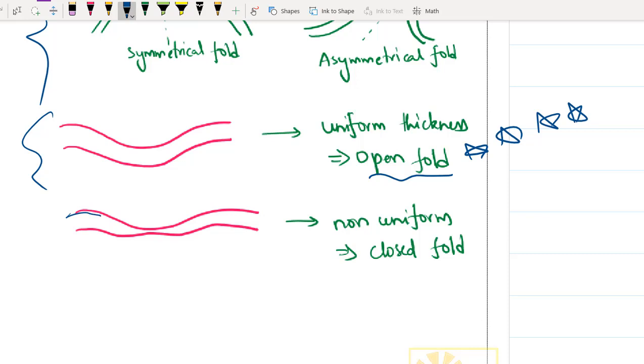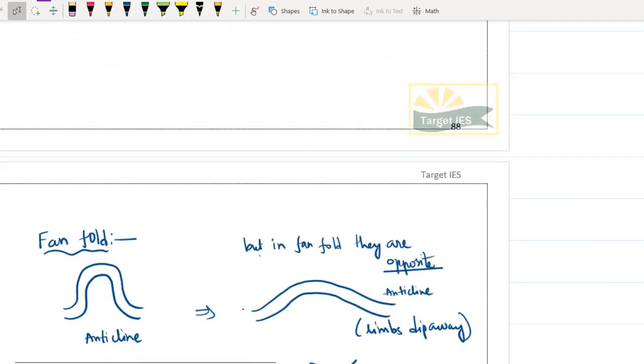If you don't have any uniform thickness, you can clearly see, right, यहाँ पे क्या हो रहा है, thickness कम गया है. Okay, so thickness is continuously changing, we will be calling it as closed fold, and it will be also called as non-uniform fold. Please do remember, open fold यानी uniform fold होता है, closed fold यानी non-uniform fold होता है. As simple as that. समझ में आ गया?